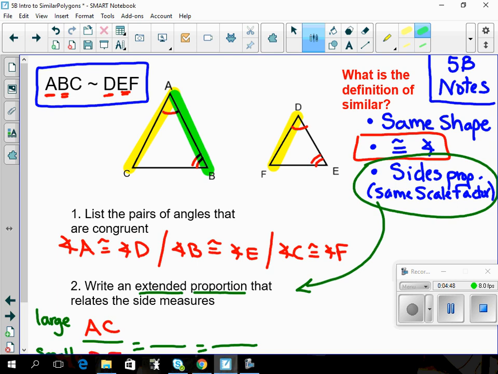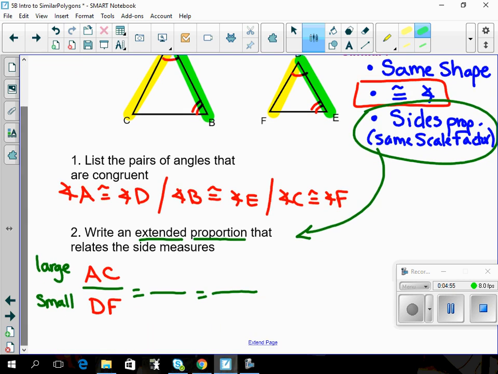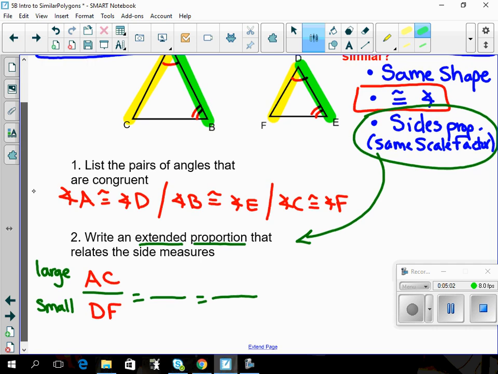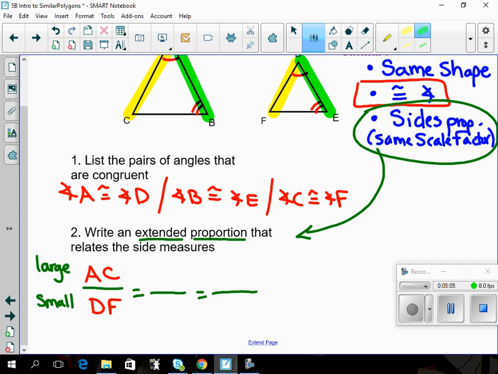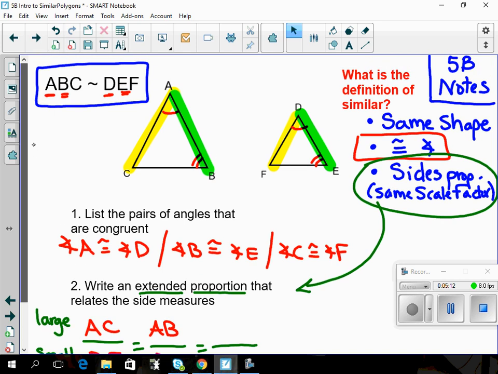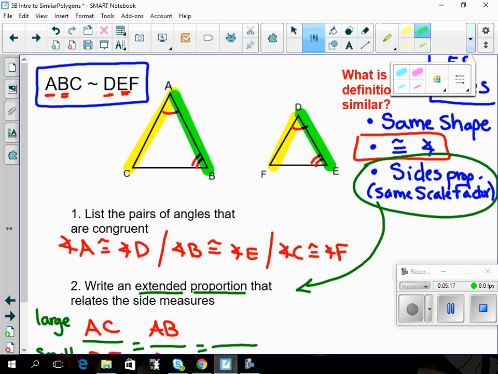DE. So we're going to write those also, remembering that we have to go in the same order, from large to small, which is why I think the words are important, because they tell you the order to write them. So we're going to say AB to DE. Perfect. And then, lastly, what would be the last pair of sides that correspond? BC to, very good, BC to EF.